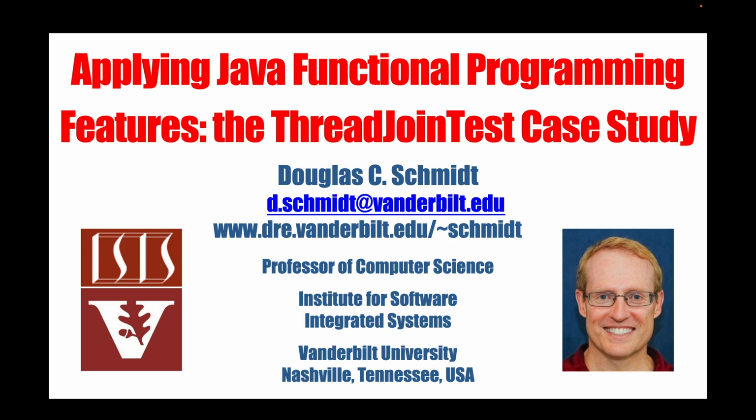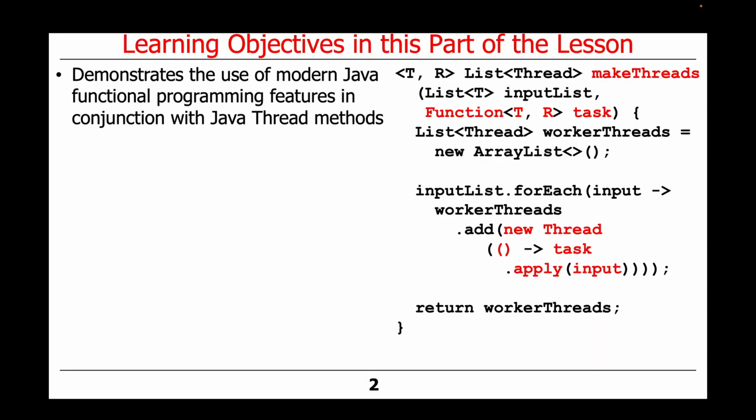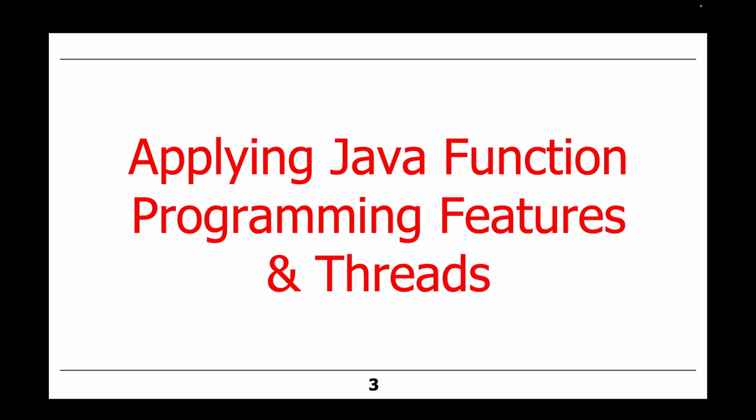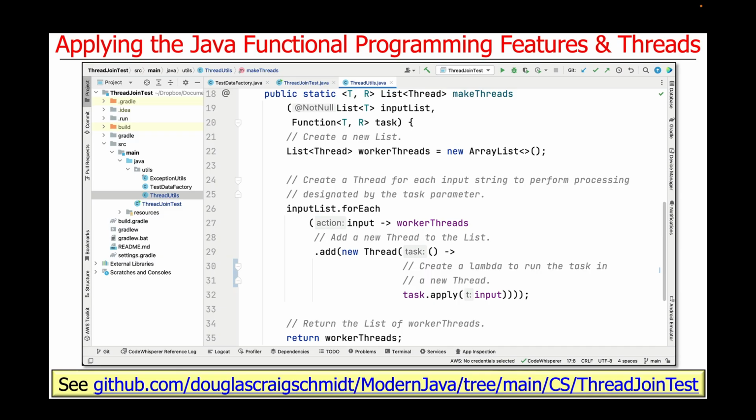We're now going to walk through the implementation of the ThreadJoinTest case study. This case study demonstrates the use of modern Java functional programming features in conjunction with Java thread methods. You can find this implementation in the ThreadJoinTest project in the CS folder of my Modern Java GitHub repository.